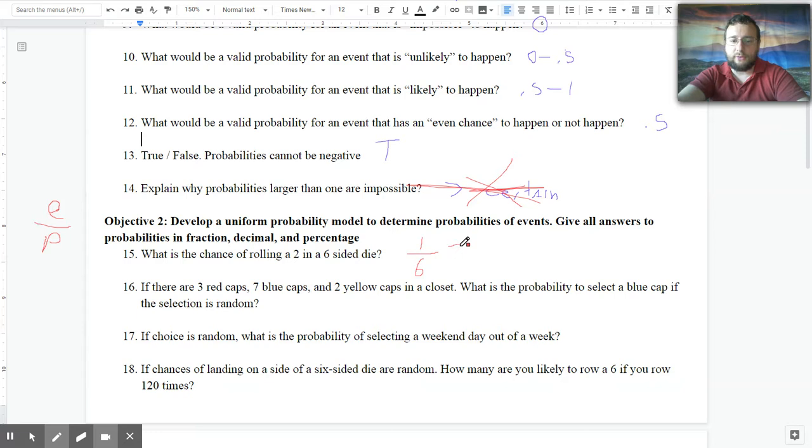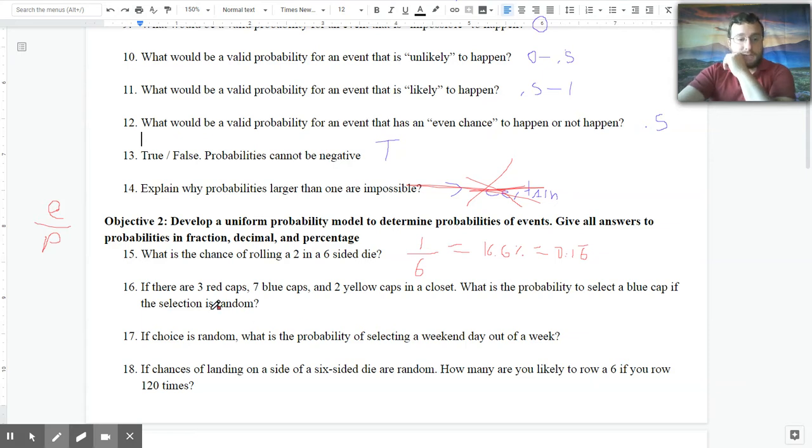So it'd be 1/6, which would be the same thing as 16.6% or 0.16. Because when you get in the calculator, 1 divided by 6 gives you a 0.16 repeating, which is the same thing as 16.666666%, and so forth. All right, so that's it.